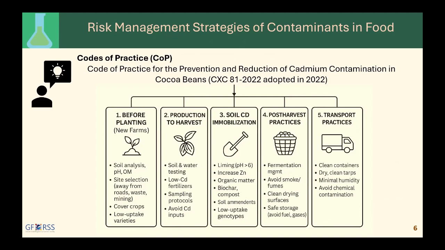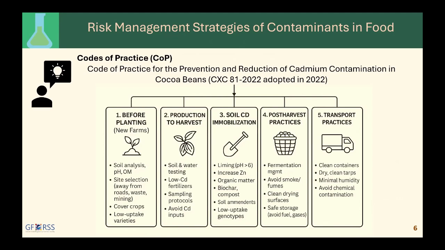You can start by doing some soil analysis in order to make sure that you do not have a high level of occurrence of cadmium in your soil, because the source of the cadmium in my beans comes from the soil. Okay? Then you have to measure the pH of your soil, the levels of the organic matter of your soil, because all these chemical parameters of your soil will contribute to what we call the bioavailability of the cadmium to be taken by the plant, by the tree. Okay, so that's one. Then your site selection away from roads or waste mining sites.